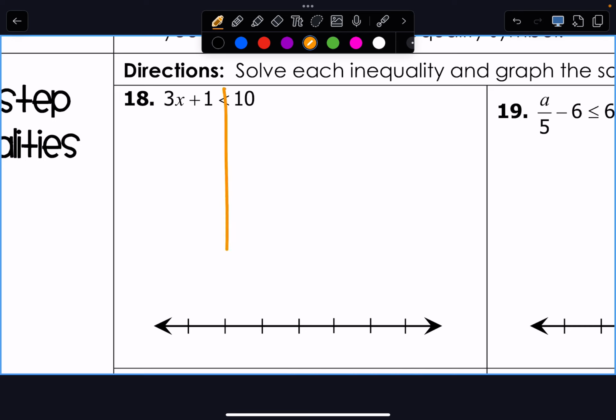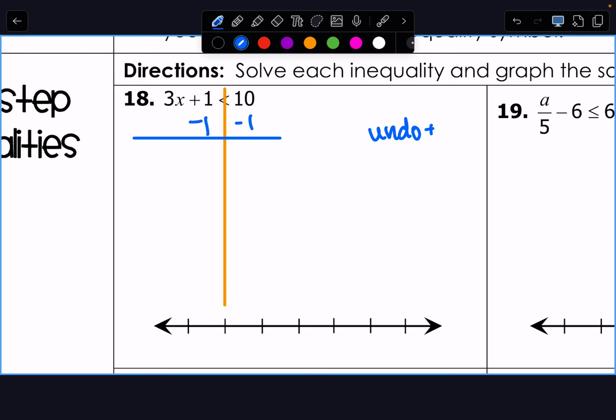Okay. So I want to look at group 3 right here. Group 3, what did they do first? They subtracted 1. Does that make sense? We need to undo the addition first by subtracting 1 from both sides. When we subtract 1 from both sides, we're left with 3x. We're left with 9. And the inequality sign stays the same.